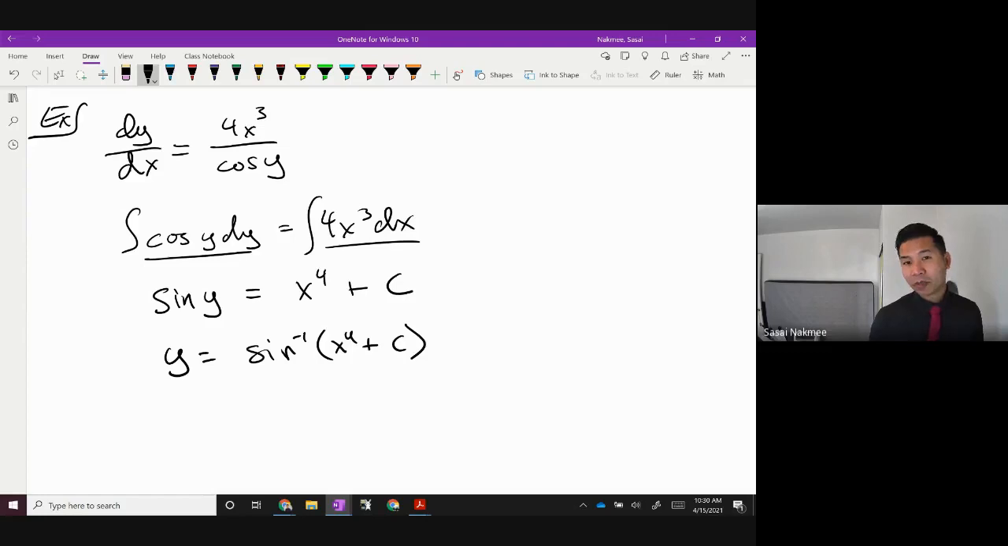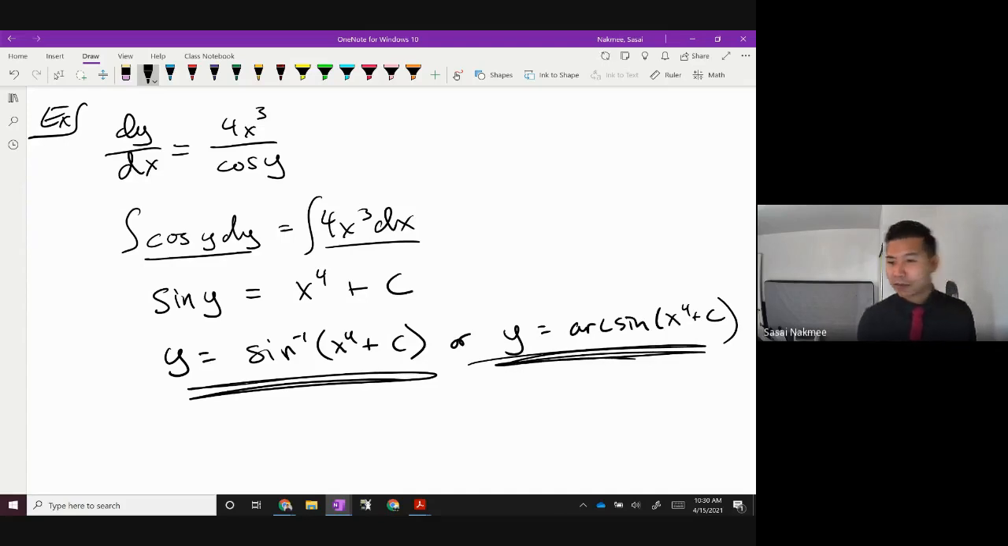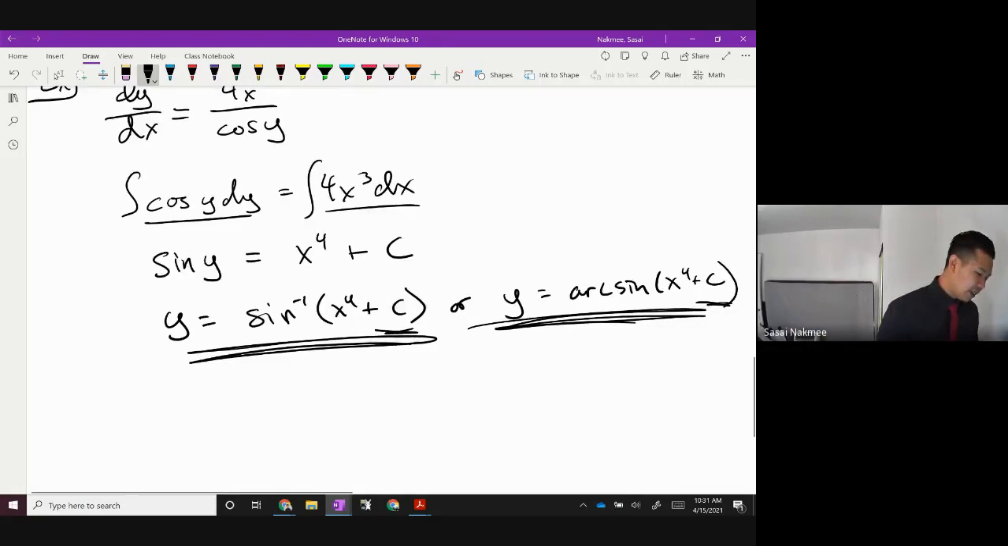And this is probably going to be the one that shows up on the multiple choice answer choices. It'll probably look like this. The other possibility it could look like is y is equal to the arc sine of x to the 4th plus c. Which one is the correct one? And I'm just going to say yes. Both of them are correct. All right. So these are called general solutions. They're general solutions because of the plus c, right? And for any value of c, it covers all your bases, right?